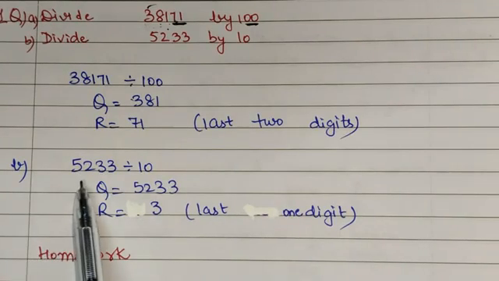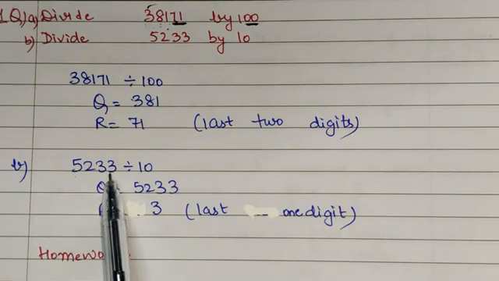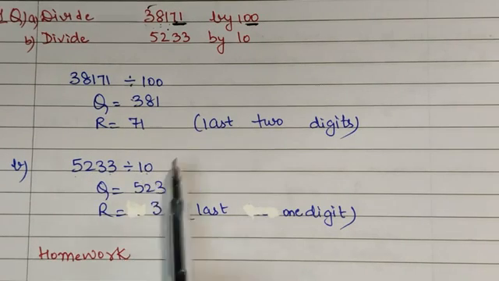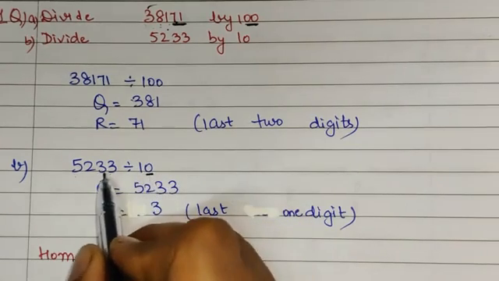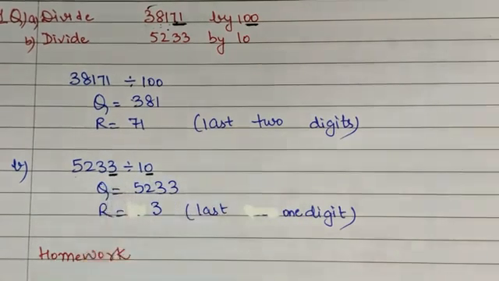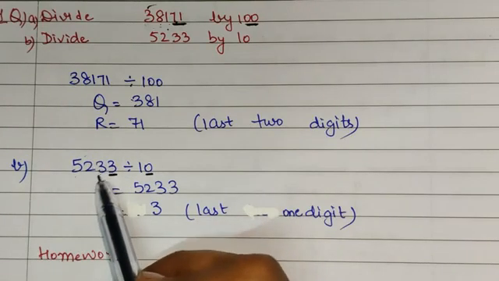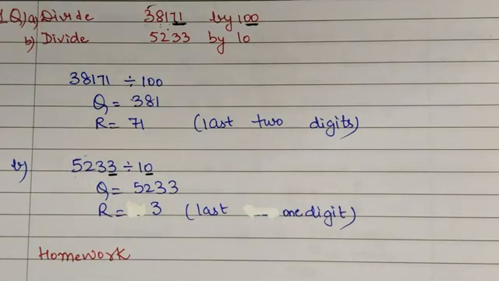Now here we are dividing 5233 by 10. Now there is 1 zero, so only the last digit will be our remainder, and the remaining part will be our quotient.